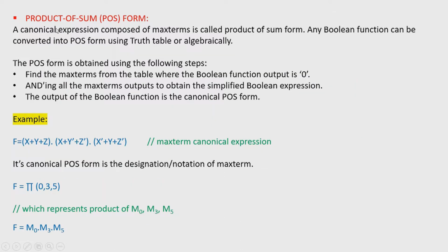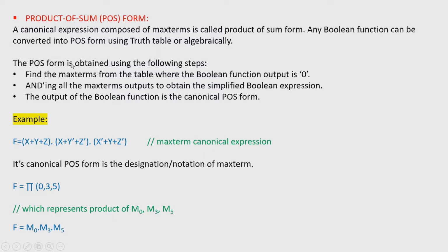Now, what is product of sum form? A canonical expression composed of maxterms is called product of sum. So in this case, it will be completely maxterms. Now the Boolean function can be converted into POS form using a truth table, or it can also be done algebraically.